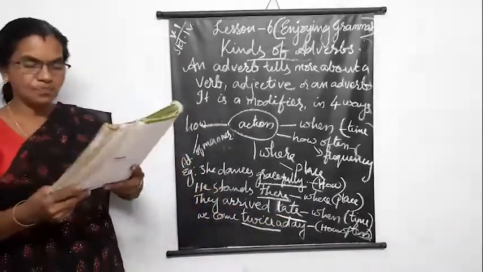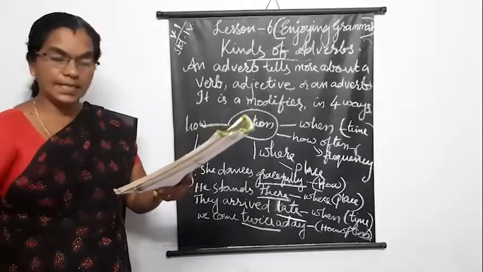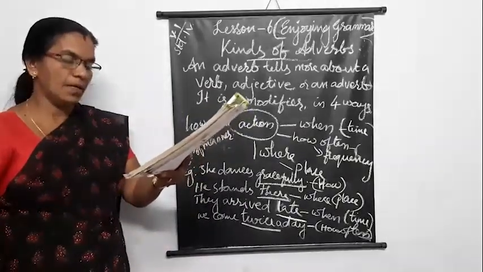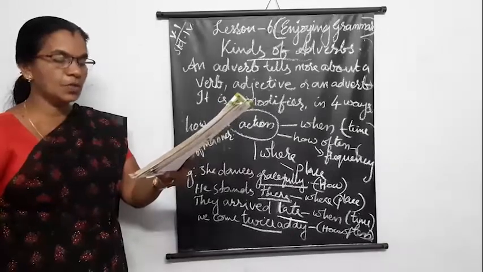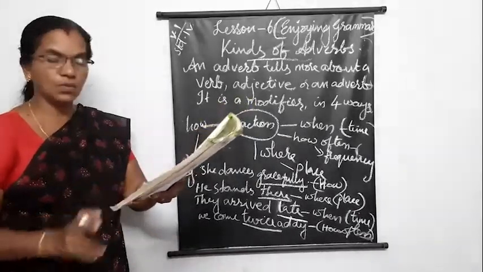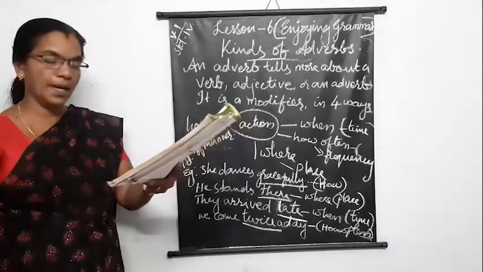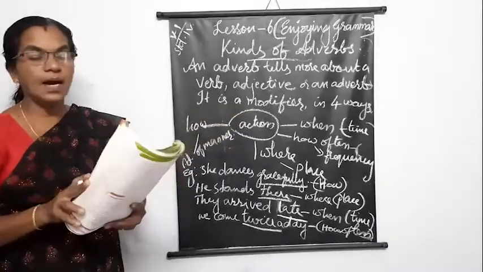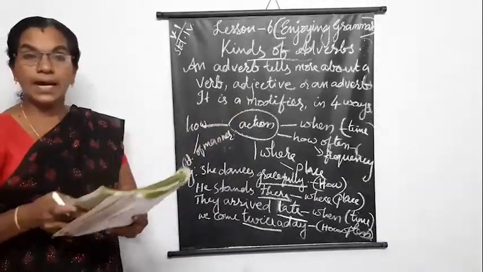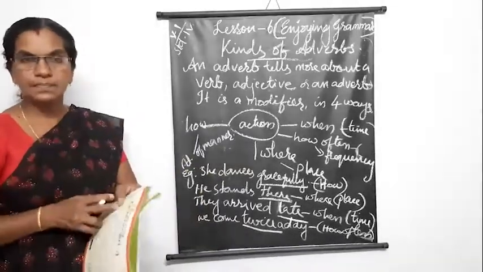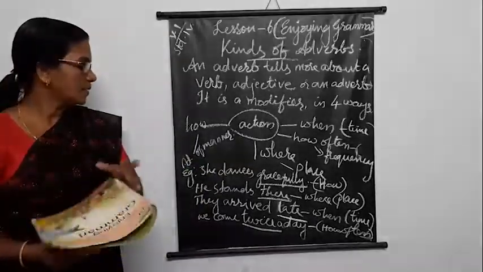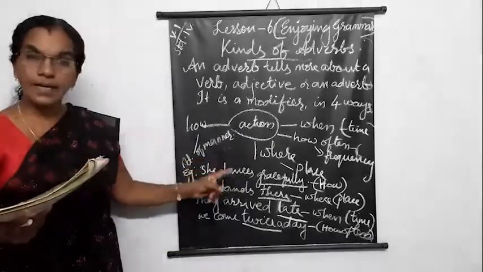Here, I went for a walk yesterday. Some more adverbs of time: tomorrow, today, long ago, and soon. So late, yesterday, tomorrow, today, long ago, soon are some of the adverbs of time. Clear? So children, we studied adverbs of manner and adverbs of time.